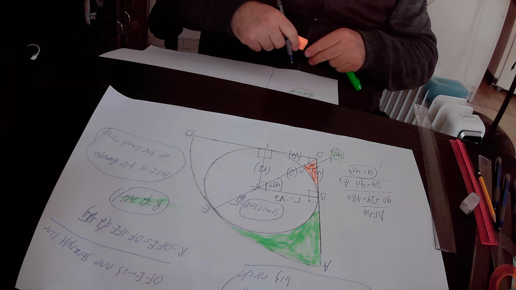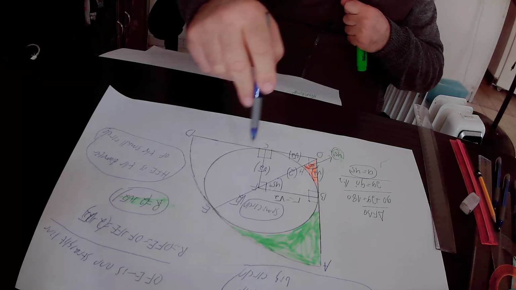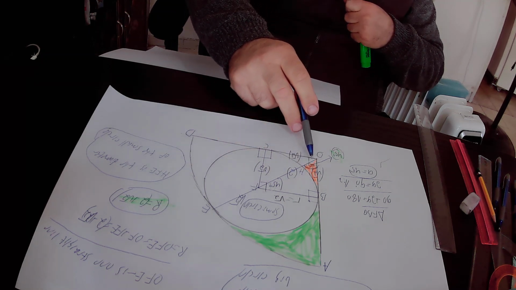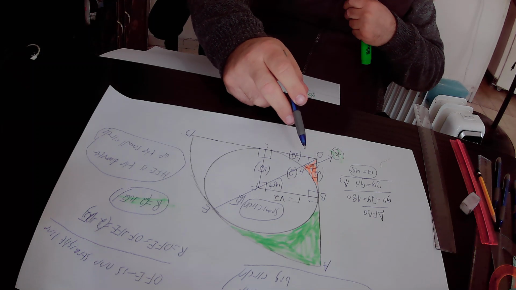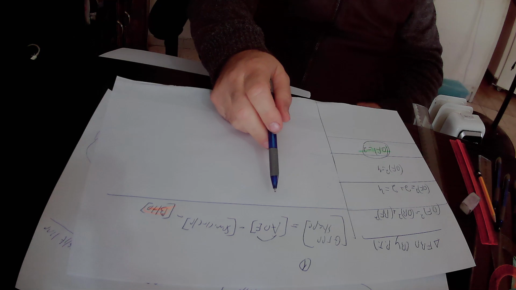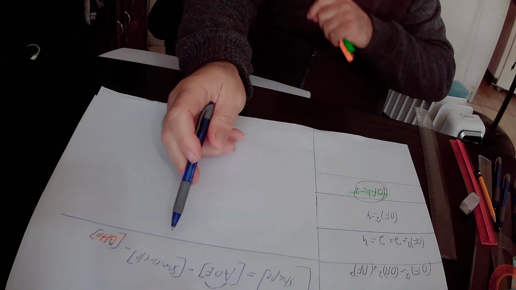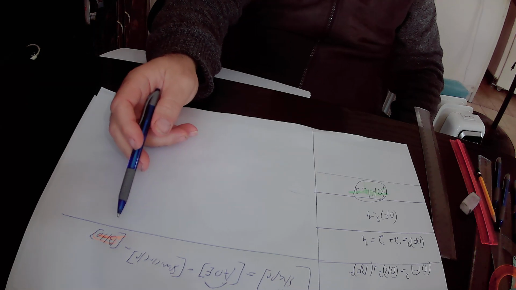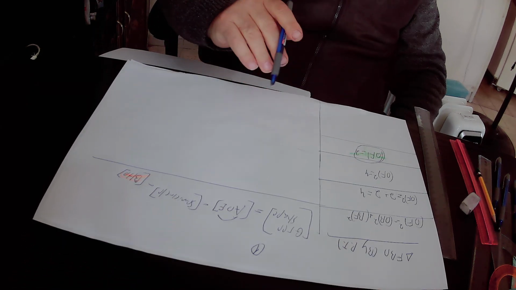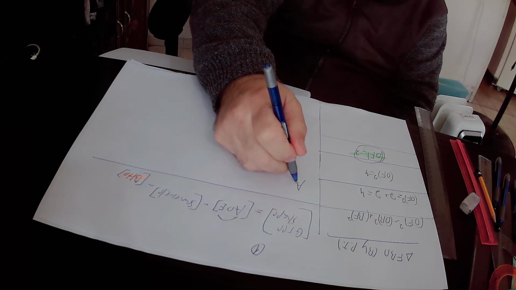Repeat again. The area of the green shape equals the area of the big sector AOE minus the area of this small semicircle minus the area of this orange shape BHO. So first of all, we find out the area of the big sector AOE.